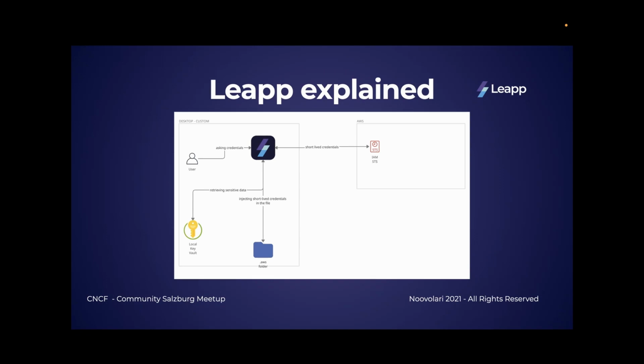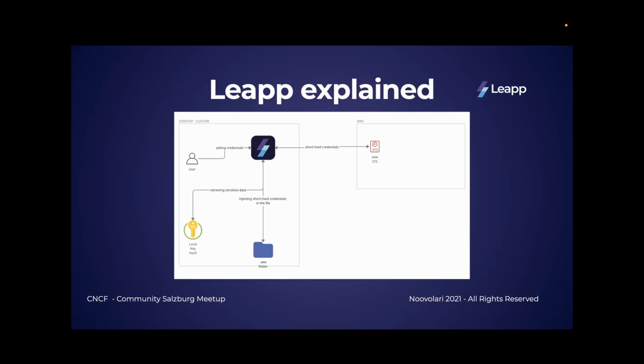Let's start from the user asking for access to a specific account, in this case for AWS. What happens? The user asks for credentials from Leap locally inside the desktop app and inside the local environment, and Leap asks for sensitive information like the AWS access key and secret key of an AWS IAM user. Let me explain.